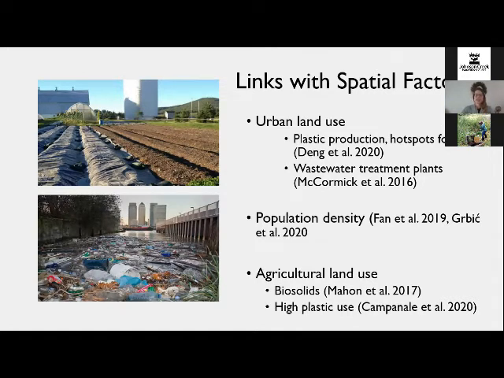Previous research has also shown population density to be linked with microplastic pollution. For instance, this might be because of increased amounts of washing machine effluent or other types of household sewage. And agricultural land use can also result in increased microplastics in our environments. This can be due to the use of biosolids, which are often applied to agricultural lands as a fertilizer, but they also tend to be pretty rich in microplastics.